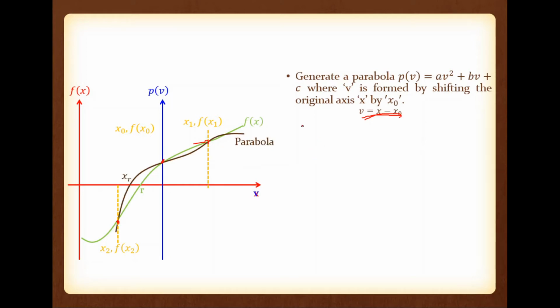So that one is shown by using the black color. You can see that it is intersecting with the f of x at the given points f of x0, f of x1 and f of x2. At all other points it may or may not be the same, but at the given points it must be exactly equal to f of x.